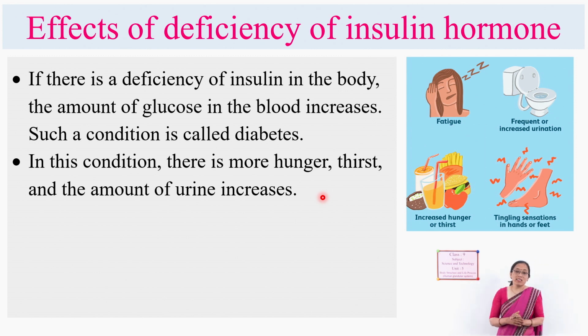And in this diabetes condition, what happens? The people become more hungry, always feeling hungry, more thirsty. Then there is frequent urination. That means urine increases. Because of that, the person feels like urinating every time.